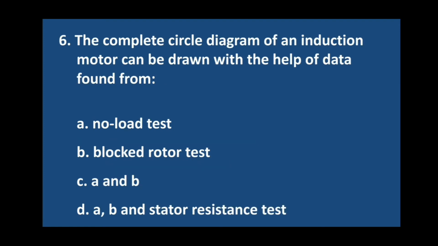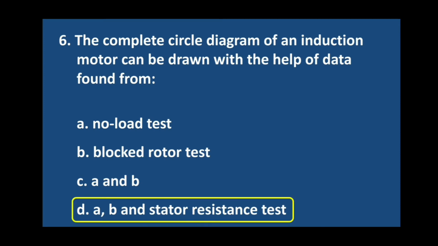Question number 6. The complete circle diagram of an induction motor can be drawn with the help of data found from. Answer is option D, A, B, and stator resistance test. That is, no load test, blocked rotor test, and stator resistance test.